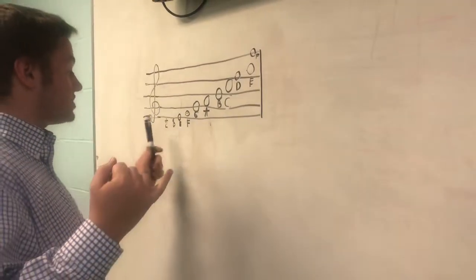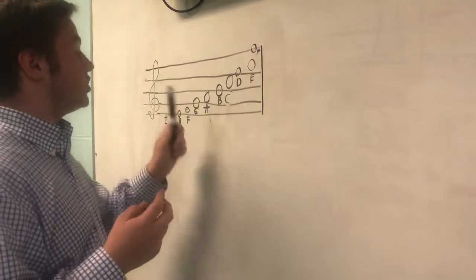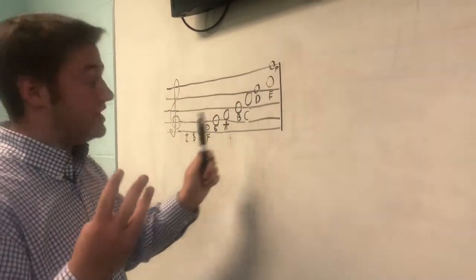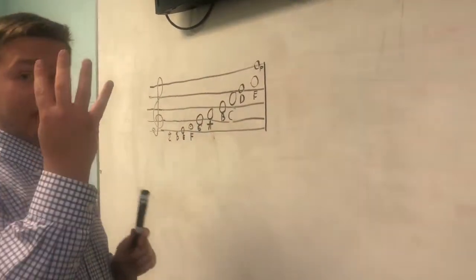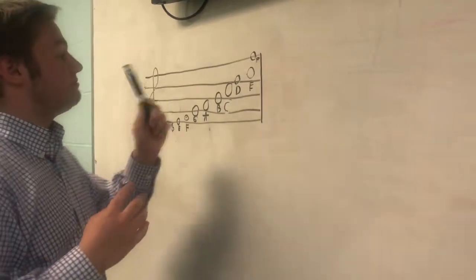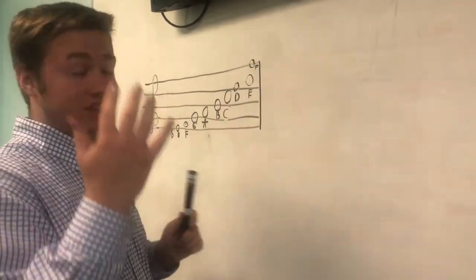Every good. So first line is E, second line is G. Every good boy. Third line is B. Every good boy does. Fourth line is D. Every good boy does fine. Fifth line is an F.